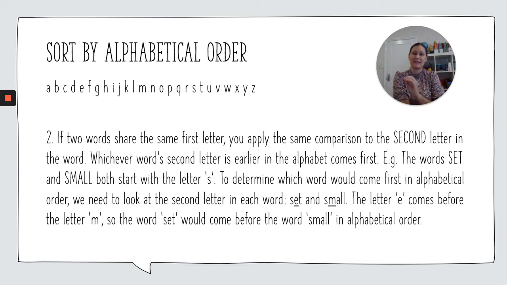S-E-T has an E as the second letter, and small, S-M-A-L-L. So E and M are the 2 letters I'm comparing. E comes first in the alphabet. It comes ahead of M. So E, S-E-T will be the first word.